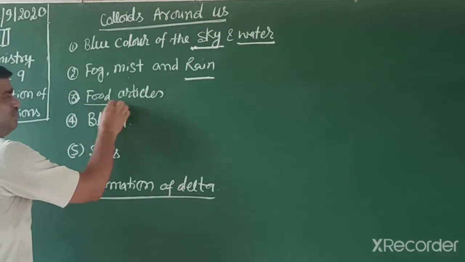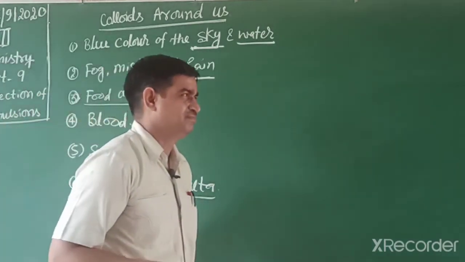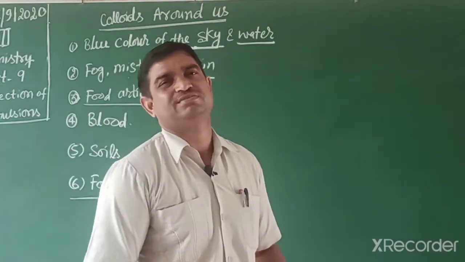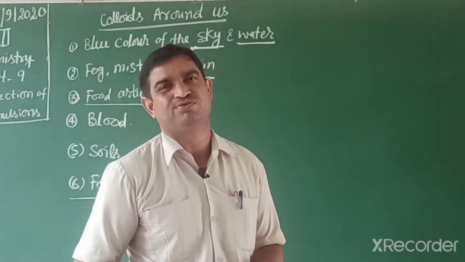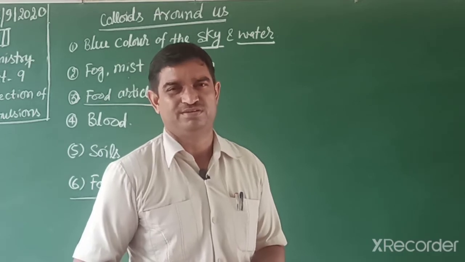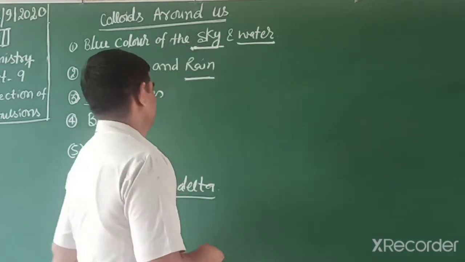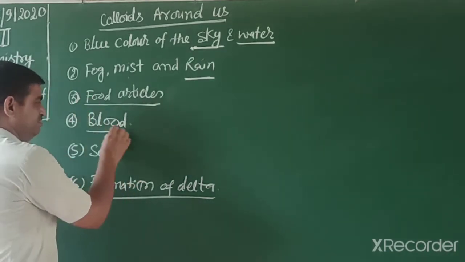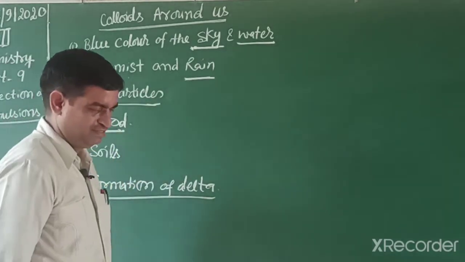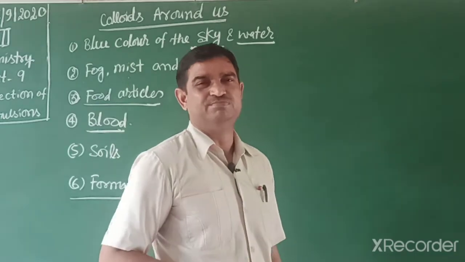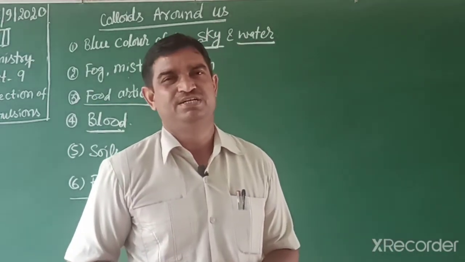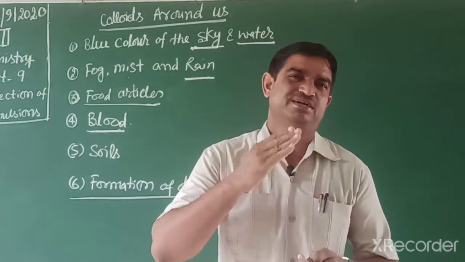Other one, food articles. We take milk, halwa, butter, ice cream and other items, which are also included in colloids we take every day in our daily life. Even the ice cream we eat is a colloid. Other most important example is blood. You know, in our blood there is hemoglobin, which is a positively charged sol. And what happens when a person is shaving and gets cut?